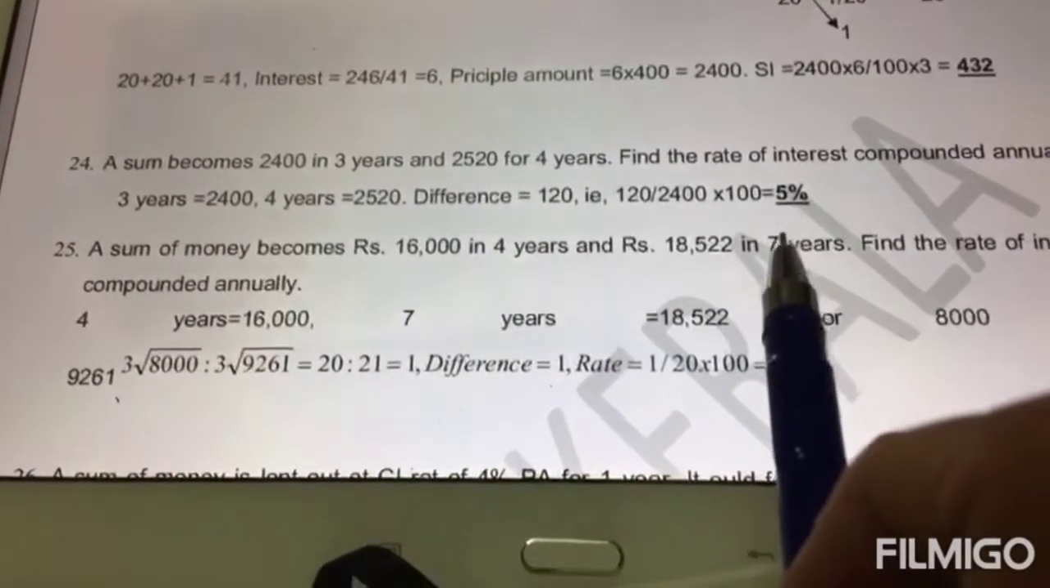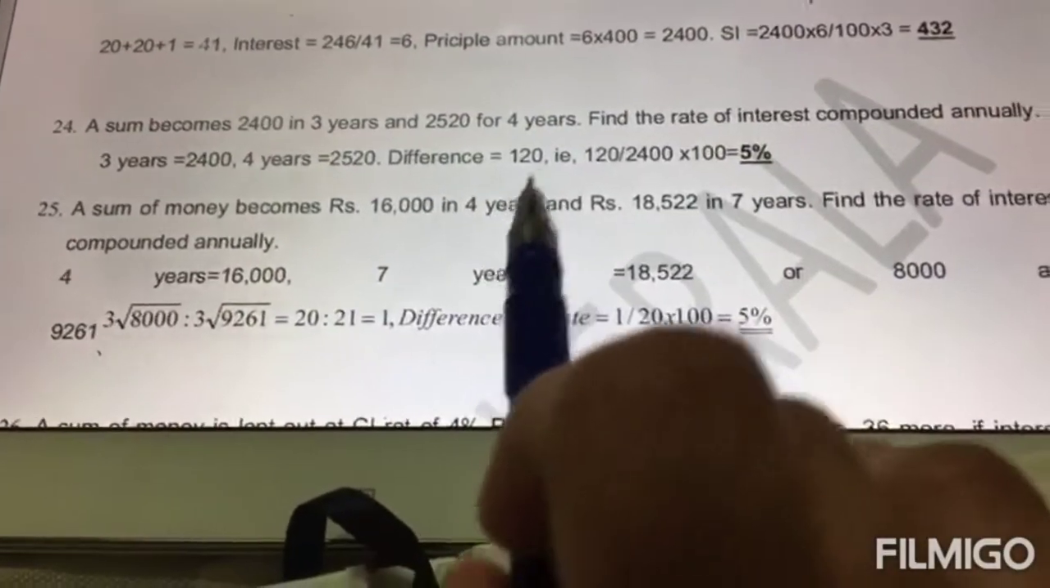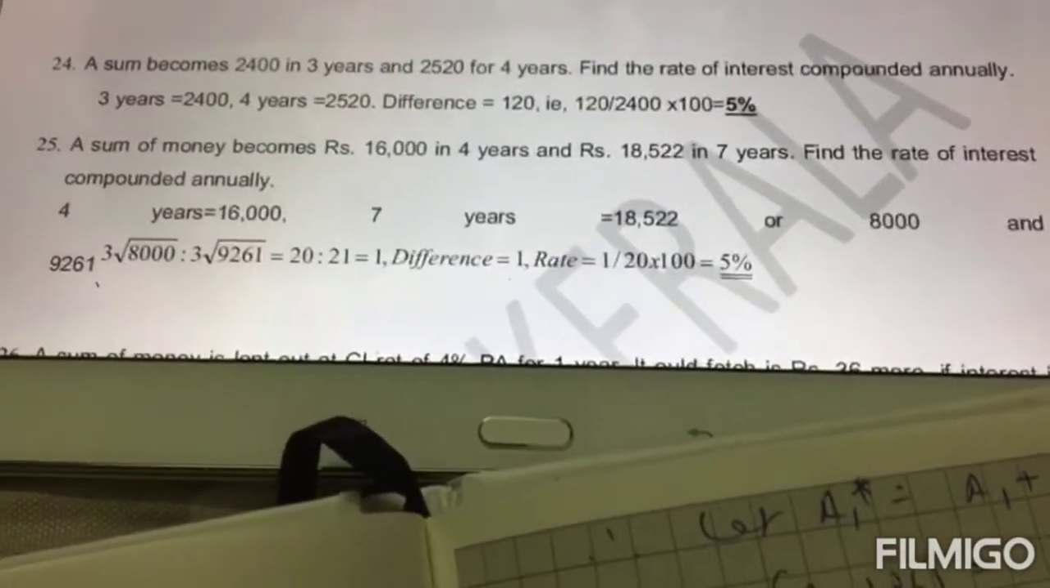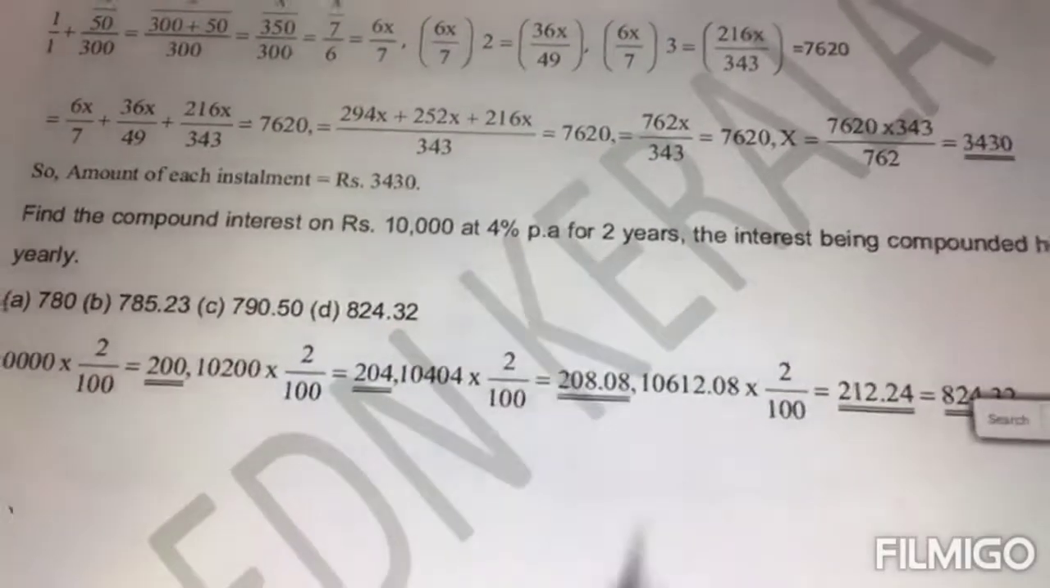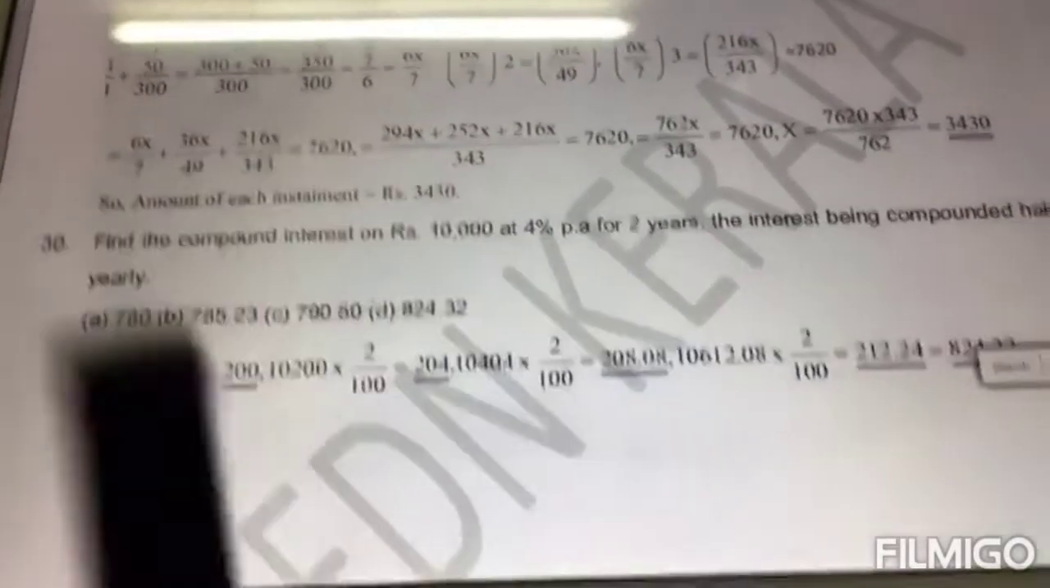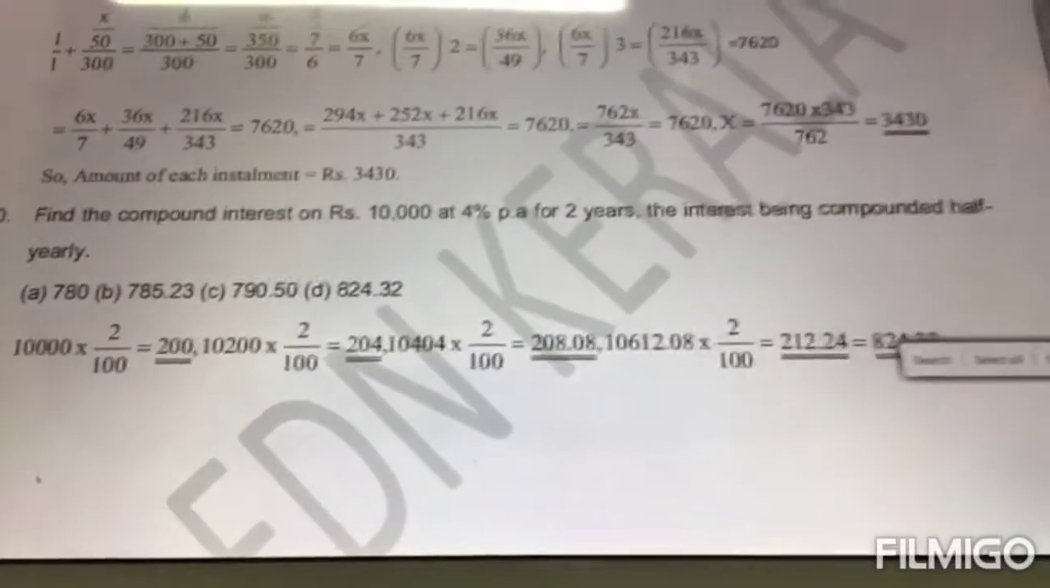So here, the answer is correct. They have done it in a similar way, but I prefer to do it in our way so that you understand better. Okay, so 25 is very similar to 24. I'm not doing it. Let us do 30 and then move to the other questions.